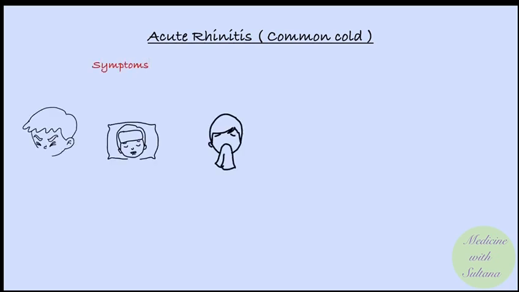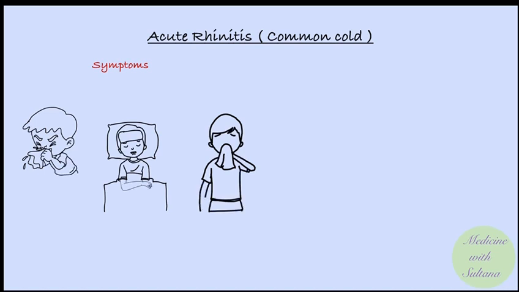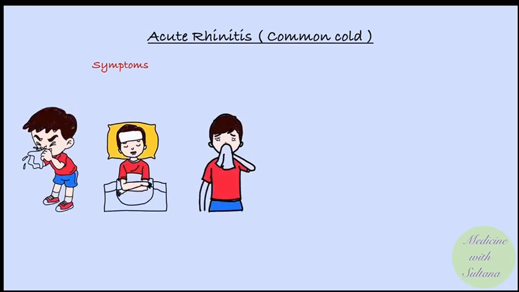Let us begin with acute rhinitis or common cold. Rhino means nose and itis means inflammation. Hence, common cold is the acute inflammation of the nose. Everyone, at least once in their lifetime, must have experienced common cold. So let us begin with the simplest topic, which is the symptoms. Symptoms of common cold include watery discharge or runny nose with slight fever and nasal congestion.